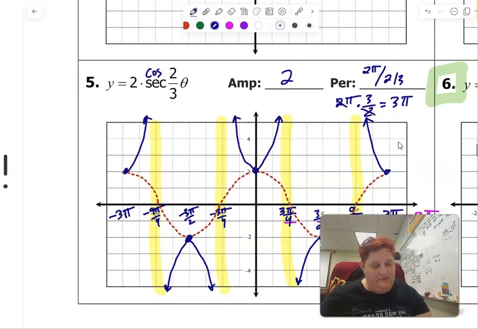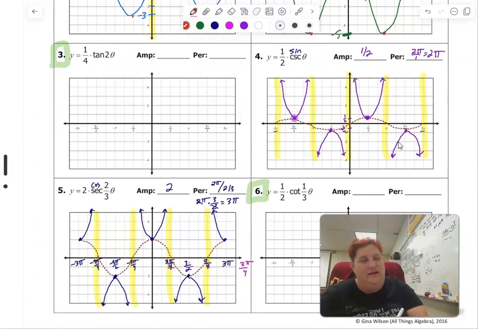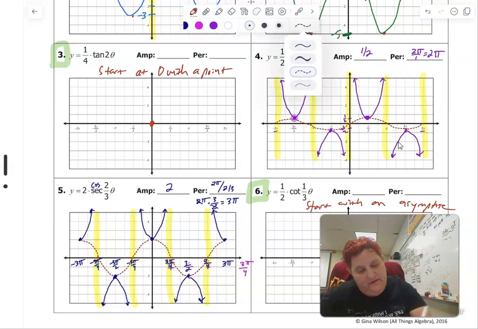Now, tan and cotan are completely different. For tangent, the thing I want you to remember, and you start drawing this differently too, is you start at 0 with a point, like at 0, 0. And cotangent, you start with an asymptote. So my first thing I'm going to do right here, make it kind of thicker, is an asymptote right there. And with tan, the first thing you're going to do is just a point right there. Okay?